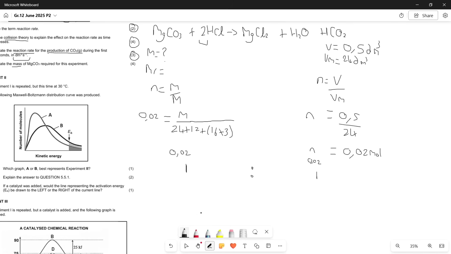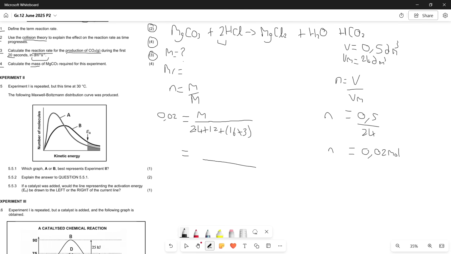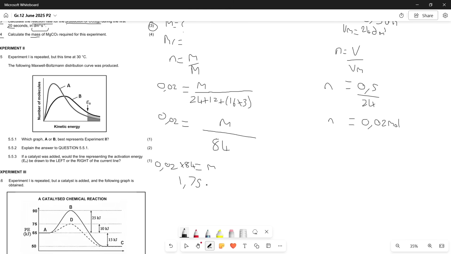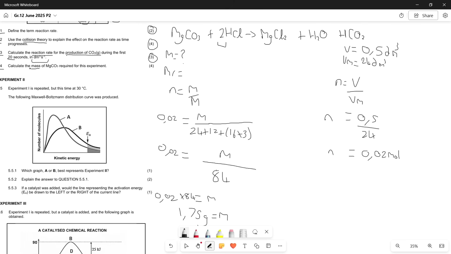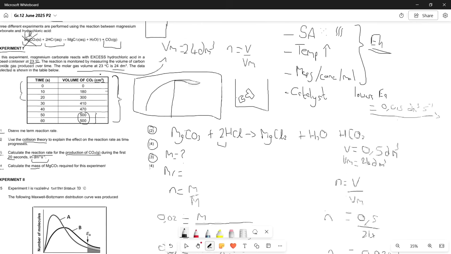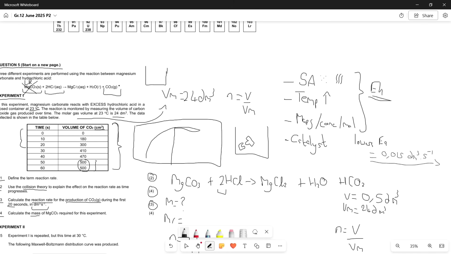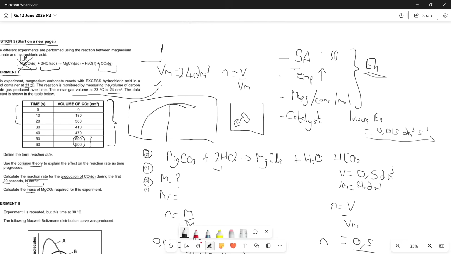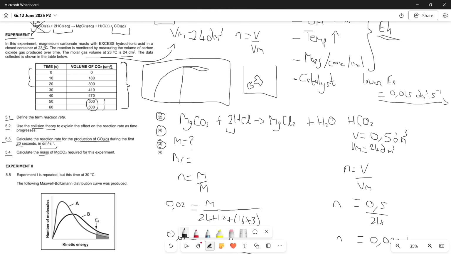And then we can just go ahead and solve for this in our calculator because we need to isolate our mass by itself, which means we can simplify all of this at the bottom, take it up to the top and multiply it there. And then we have m by itself, which means over here at the bottom we have 84 grams per mole, and we have our 0,02 there still, and then 0,02 multiplied by 84, and that answer is 1,75 grams is our mass, which means we now have the mass of MgCO3 required for this experiment. We needed 1,75 grams of it in order to produce 500 centimeters cubed of our CO2. And that is our final answer, earning us 4 marks for that question.